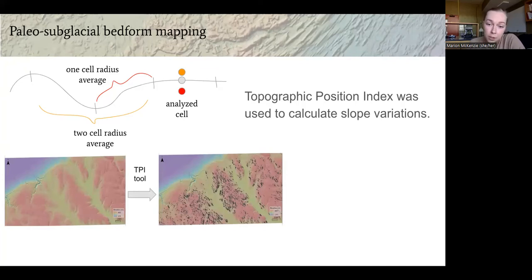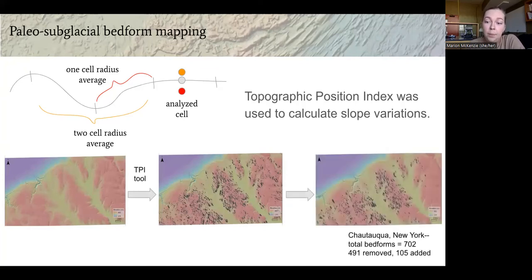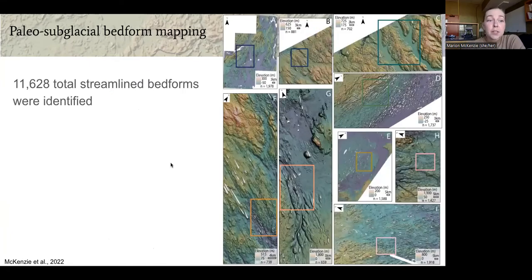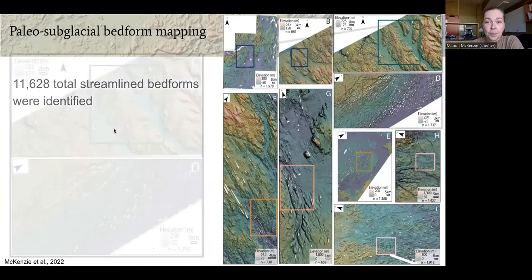It does have to undergo a manual assessment, however, and in doing so, out of the 702 total bed forms, I removed close to 500 and added about 100. For all of my sites combined, I identified over 7,600 bed forms, and then nearly 4,000 were manually mapped, which leaves me with a total of 11,628 bed forms.